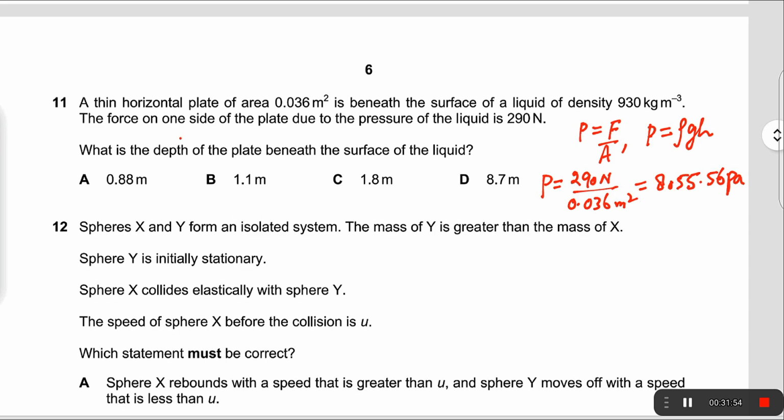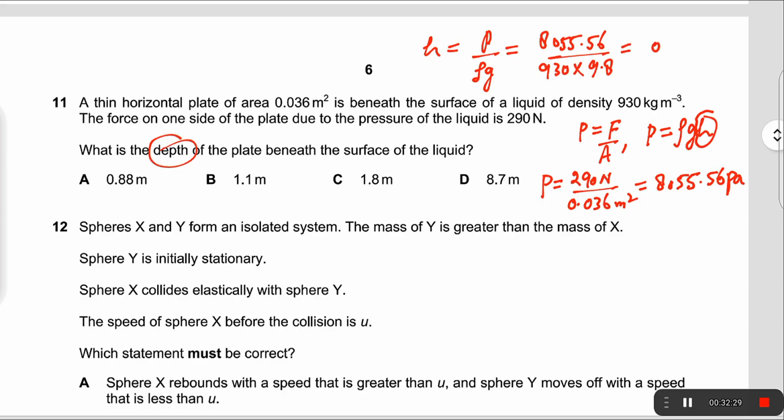Now we are finding the depth, that is h. How to find h? h is equal to P divided by rho g. Pressure is 8055.56 divided by rho, the density, that is 930, multiplied by g, that is 9.8. If 10 is given, then you can take 10. If we calculate it, it comes out approximately 0.88 meter. So the correct option is A.